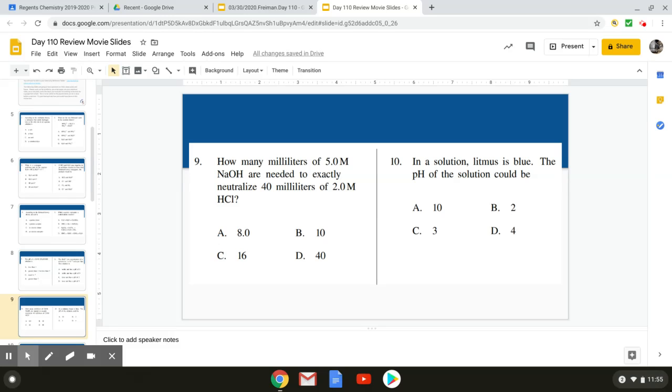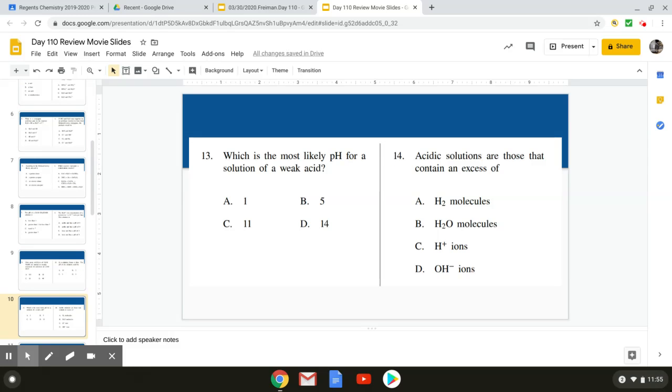Number 10, in a solution, litmus is blue. The pH of the solution could be, it should be 10. You're looking at Table M on this one to do that. Table M, look for common indicators. You want to look up litmus. Where is litmus blue? And you get choice A.